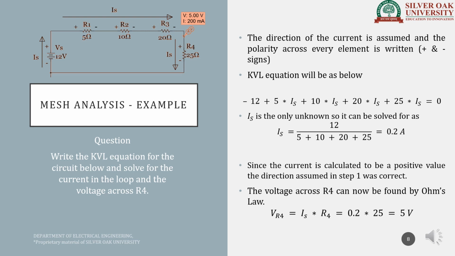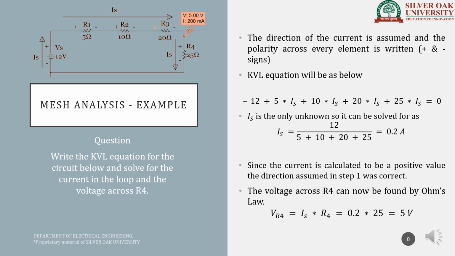Now, let's create the equation. Here you can see that I have -12 because if we go clockwise in the circuit, the first sign that we touch in case of the battery is minus. Then we have written 5 into I_s plus 10 into I_s plus 20 into I_s plus 25 into I_s equal to 0.